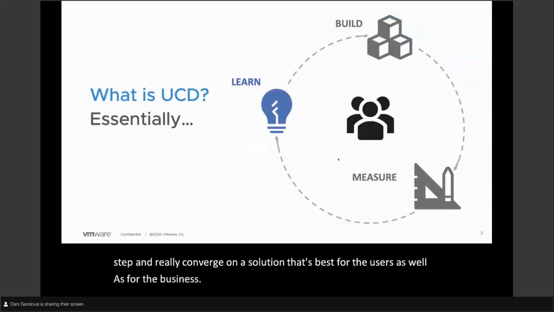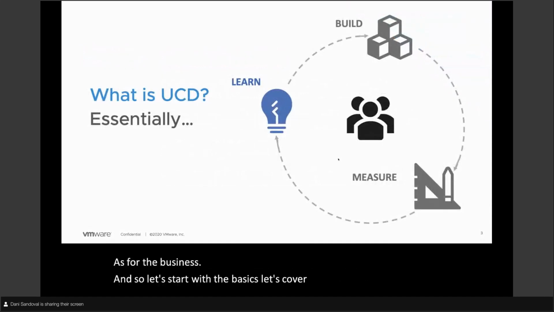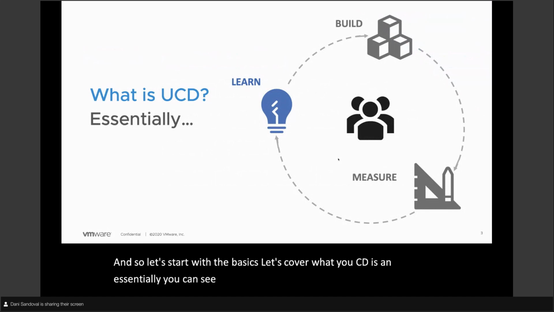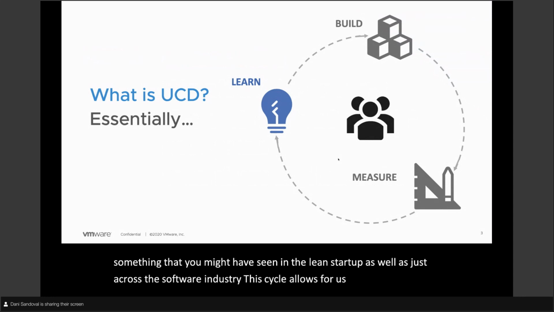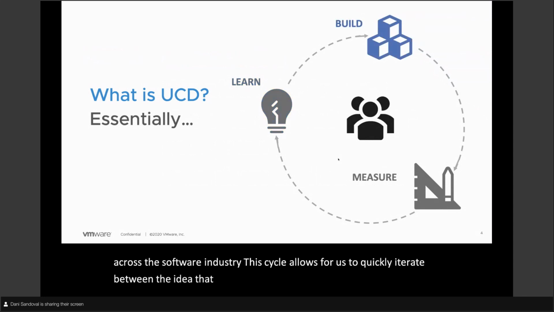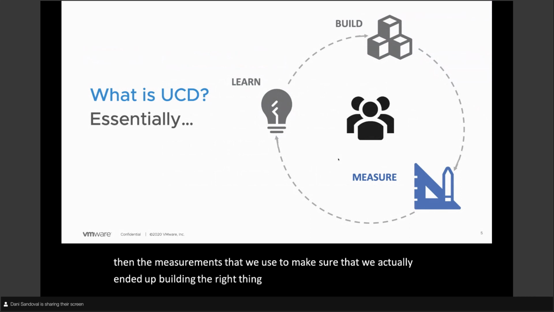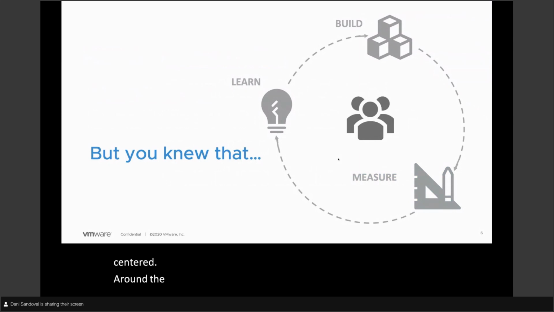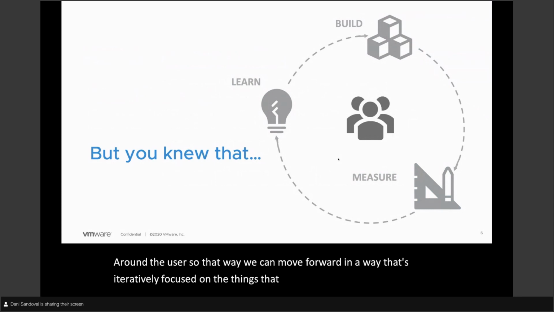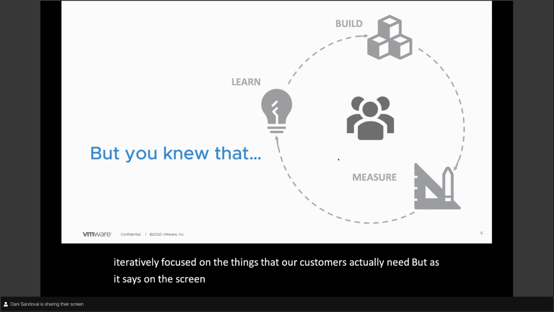And so let's start with the basics. Let's cover what UCD is. And essentially, you can see here a learn, build, measure loop. This is something that you might have seen in the lean startup, as well as just across the software industry. This cycle allows for us to quickly iterate between the idea that we have, the thing that we build to test it, and then the measurements that we use to make sure that we actually ended up building the right thing. And as you can see, all of that is centered around the user. So that way we can move forward in a way that's iteratively focused on the things that our customers actually need. But as it says on the screen, y'all probably already knew that.